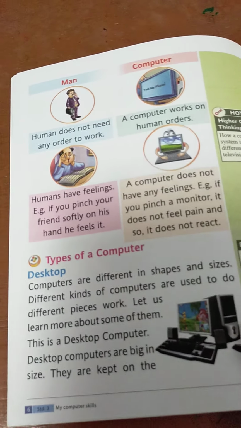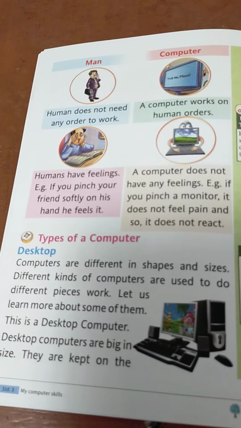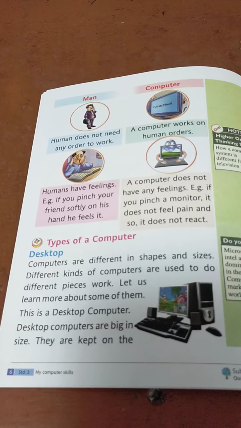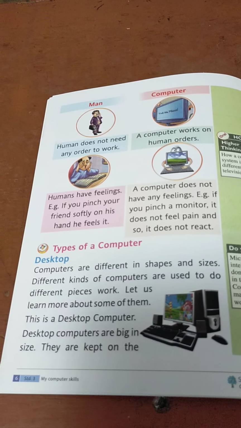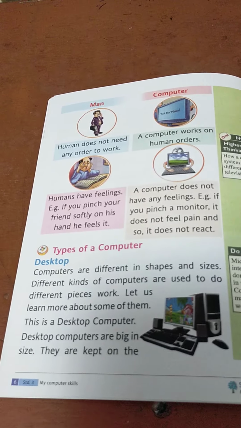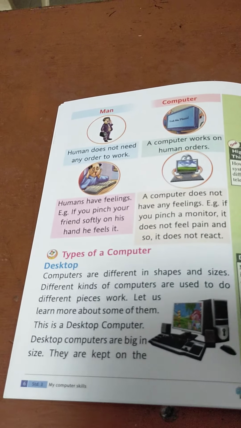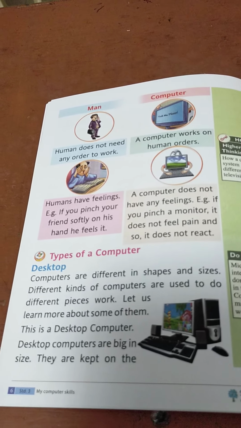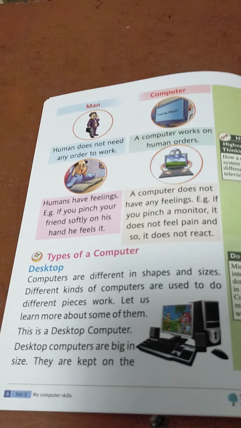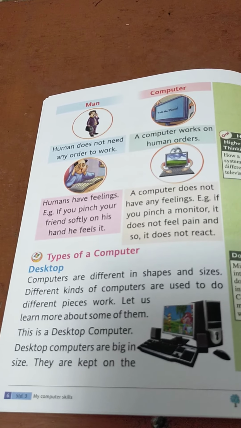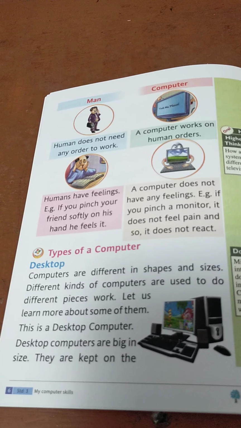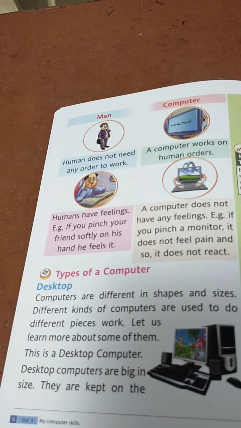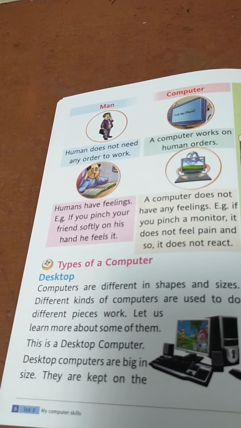And then types of computer. We have lots and lots of types of computers available in the market. The desktop computers. Desktop computers we mostly use in our homes, offices, and schools. A desktop computer we place over the desk. What we place above the desk is the desktop computer. Computers are available in different shapes and sizes. Different kinds of computers are used to do different kinds of work. Let us learn more about some of them.